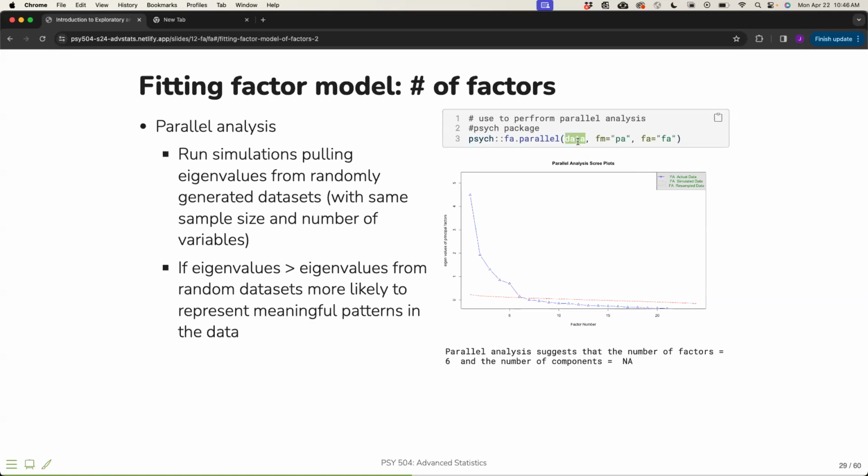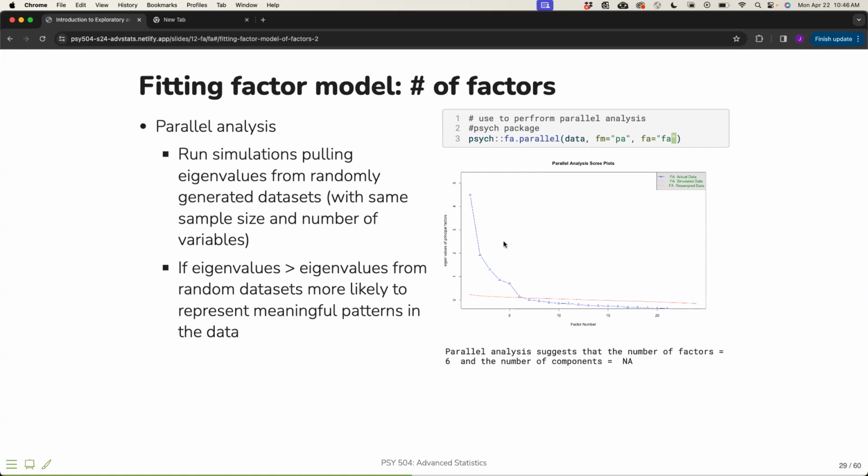And I'm showing the code for how we can conduct the parallel analysis in R using the psych package. Today we're primarily going to be using functions from the psych package. There are other packages out there, but I like the psych package. There's a function called fa.parallel. We feed in our data, and there are some other arguments we have to specify too. Here we're specifying that we're going to do a factor analysis. We could also specify a principal components analysis.